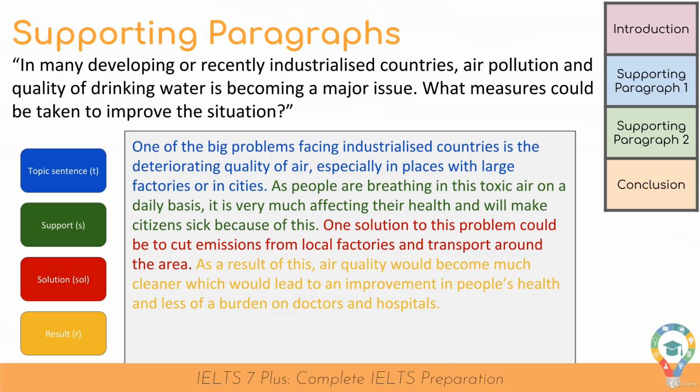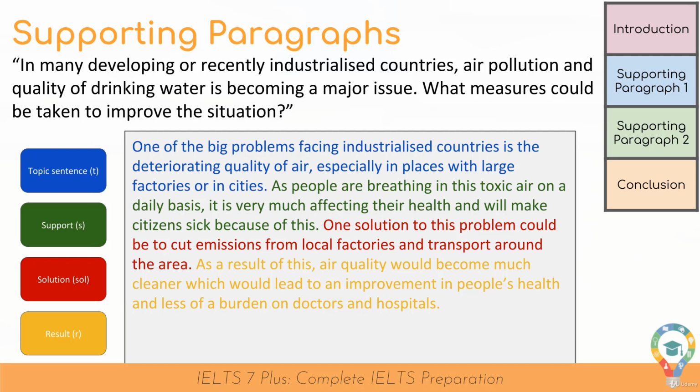So here is my first supporting paragraph discussing problems and possible solutions for air pollution and quality of drinking water. In my first supporting paragraph, which you can see here, I'll only be talking about air pollution. To write a supporting paragraph for a problem solution question, we begin with a topic sentence that gives details as to what problem we'll be discussing.